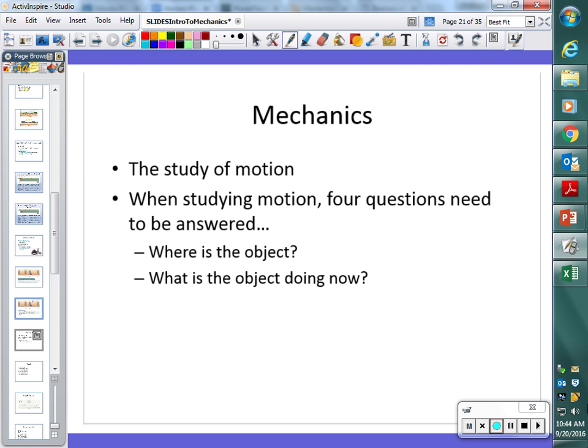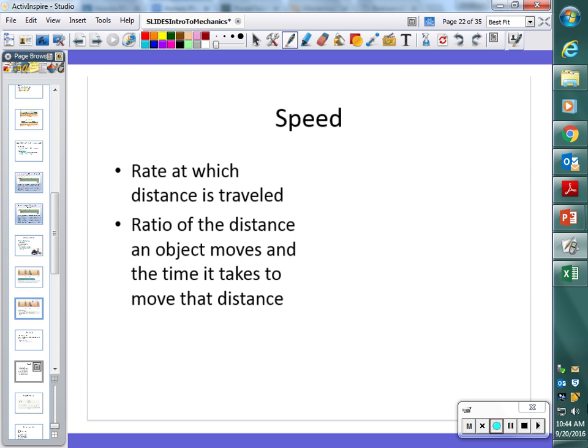So, describing what the object is doing now. We'll start off and talk about speed. Speed is defined as the rate at which distance is traveled. The rate at which distance is traveled. Or a ratio of the distance an object moves and the time it takes to move that distance.